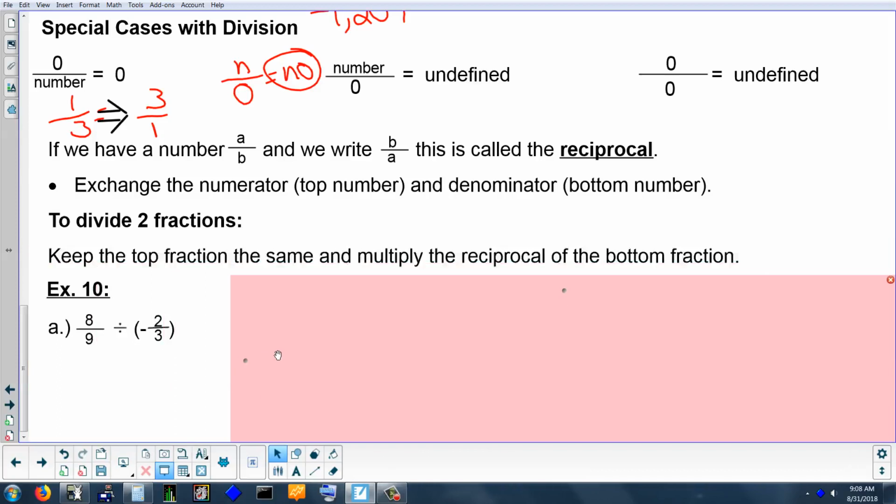So what that means is 8 over 9 times, I'm still keeping the negative. I'm flipping the fraction. It didn't say the opposite, it just said reciprocal. That means flip it. But I'm still going to keep the negative sign.